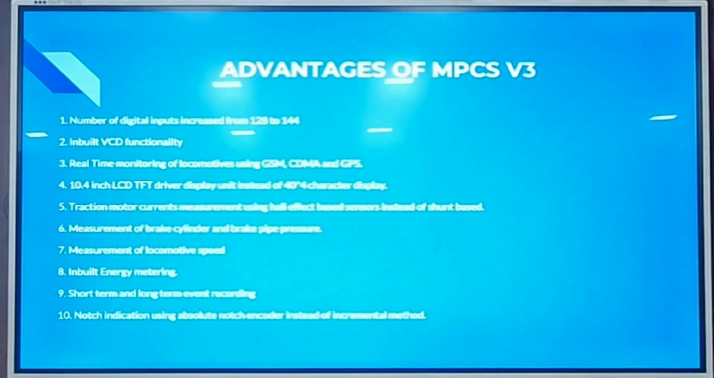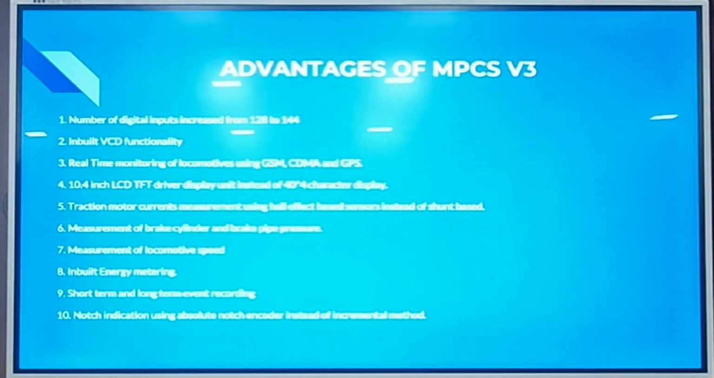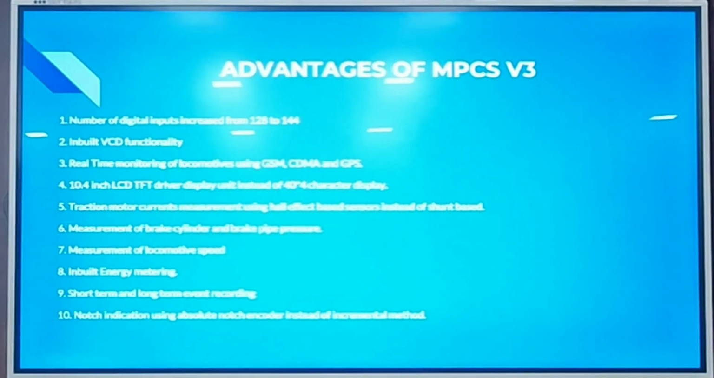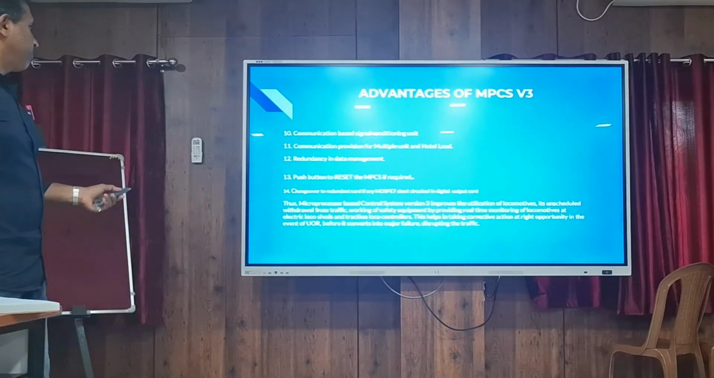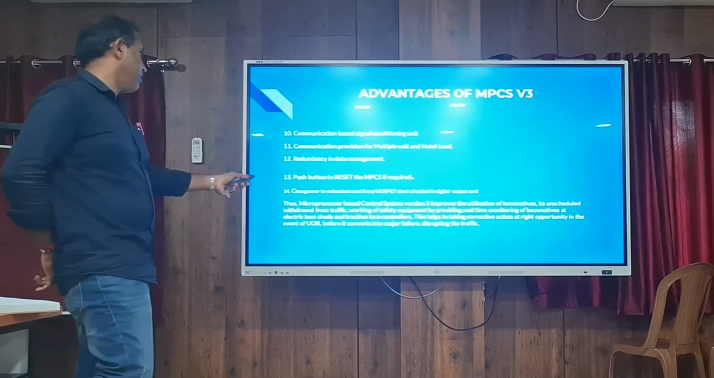In version 2, this traction motor current was based on shunt only; we were measuring this TM current. Now here Hall effect sensors are used. So this PP and BC sensing was not there in version 2. Here we are sensing with the Hall effect sensors and taking feedback through ECU. Then locomotive speed: separate from the speedometer PG, a separate input is given to FDCS to monitor the speed. Then energy monitoring also FDCS can do. So based on this, these are the advantages.